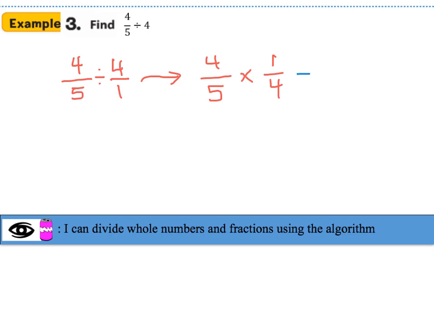Now I could sit there and multiply across, or I can cross cancel, which is what I prefer to do. So I'm going to ask myself, how many times does 4 go into 4? Cross it out, put a 1. How many times does 4 go into 4? Cross it out and put a 1. Now multiply straight across. 1 times 1 on the numerator is 1. And 5 times 1 on the denominator is 5. So my final answer is 1/5 because I cannot reduce any further.